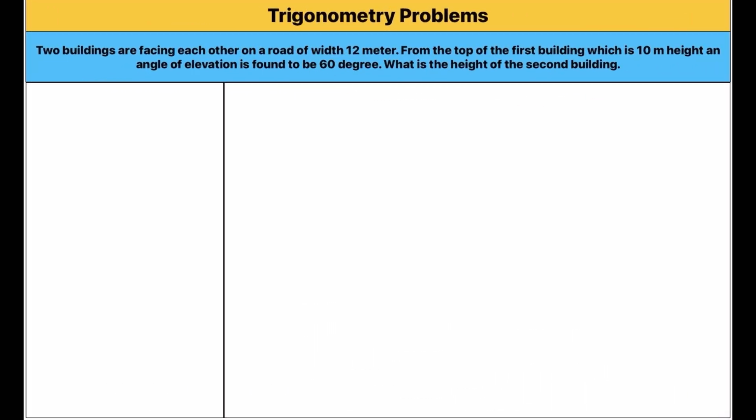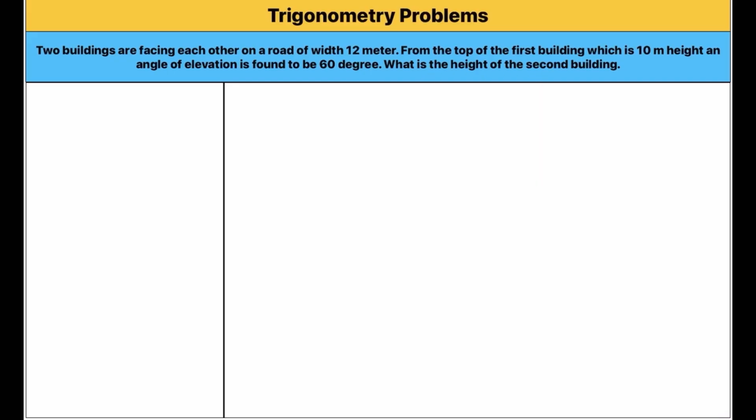Let us solve one interesting problem now. Problem is, two buildings are facing each other on a road of width 12 meter. From the top of the first building, which is 10 meter high, an angle of elevation is found to be 60 degree. What is the height of the second building?